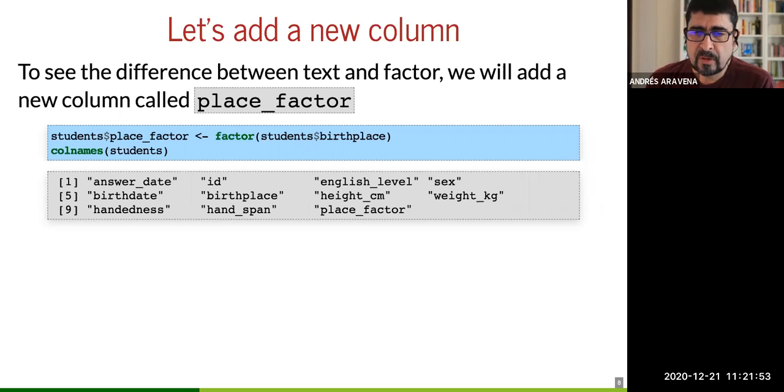Good question. But bottom line, we have several ways to add a new column to the data frame. And I'm doing this just for the sake of comparison. Normally, I would replace birthplace text with birthplace factor, but in this case, I want to keep it so we can compare them and see what the difference is. Agree? Good. We have the same information, but let's see the difference.